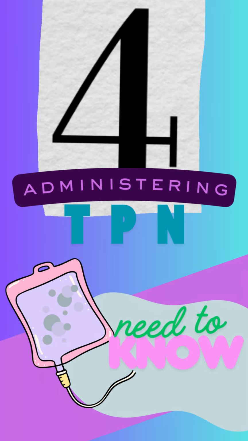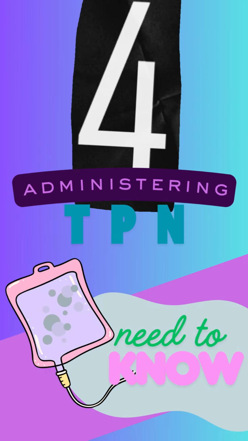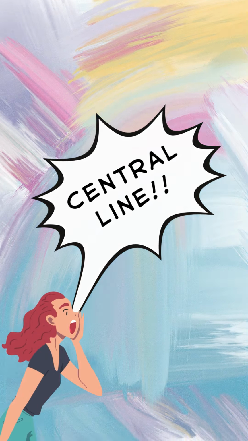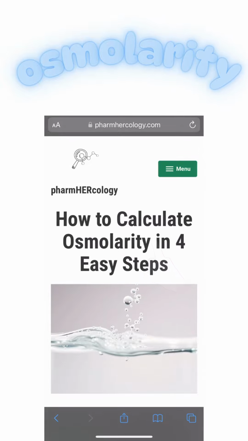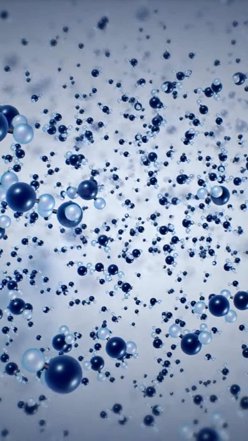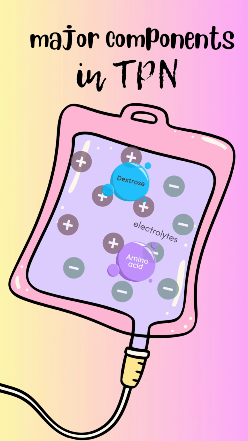If you work with TPN, these are 4 questions you've either asked or have been asked. First up, does TPN require a central line? TPN should be administered via a central line because of its high osmolarity. Osmolarity is simply a measure of concentration. TPNs, although not always, tend to be highly concentrated in protein, dextrose, and lipids.